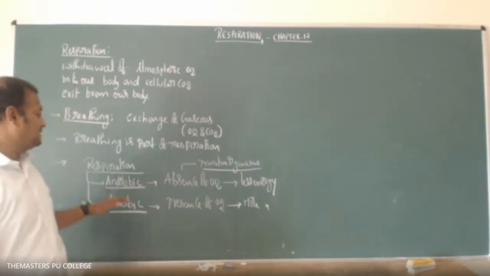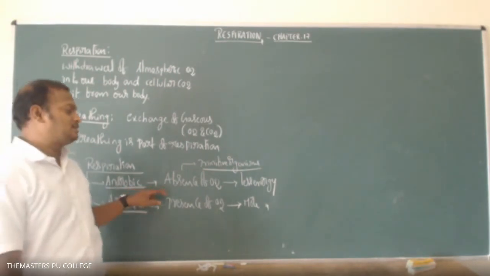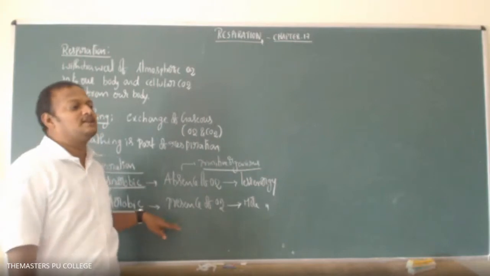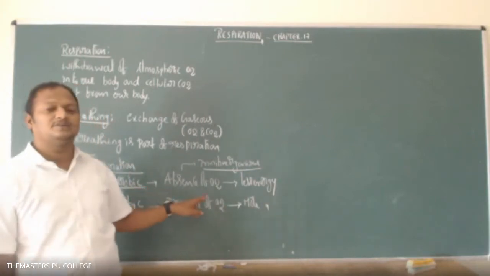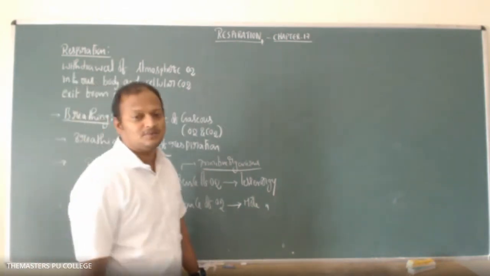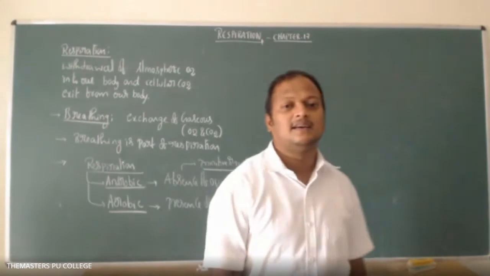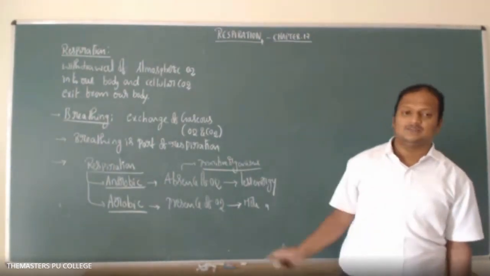So what is the difference between anaerobic and aerobic respiration? Anaerobic respiration releases less energy, aerobic respiration releases more energy. And anaerobic respiration occurs in the absence of oxygen, aerobic respiration in the presence of oxygen. That is the major difference between anaerobic and aerobic respiration. Until this, it is clear, students, right?